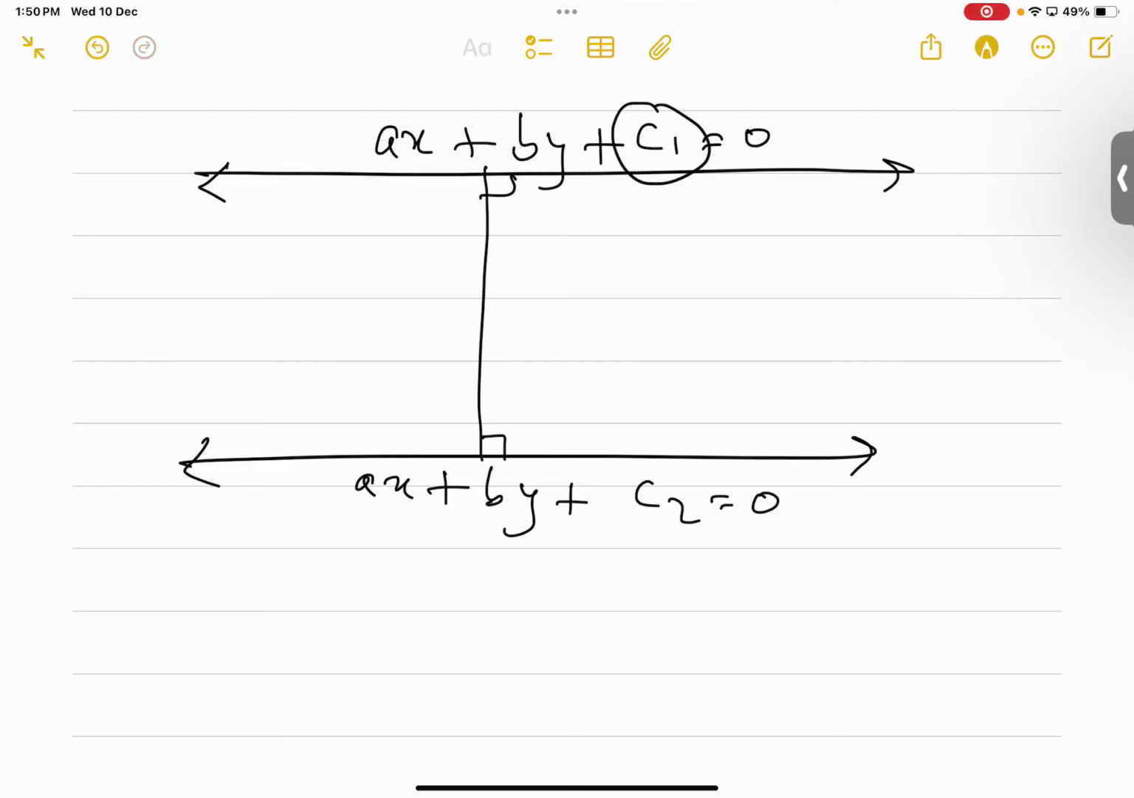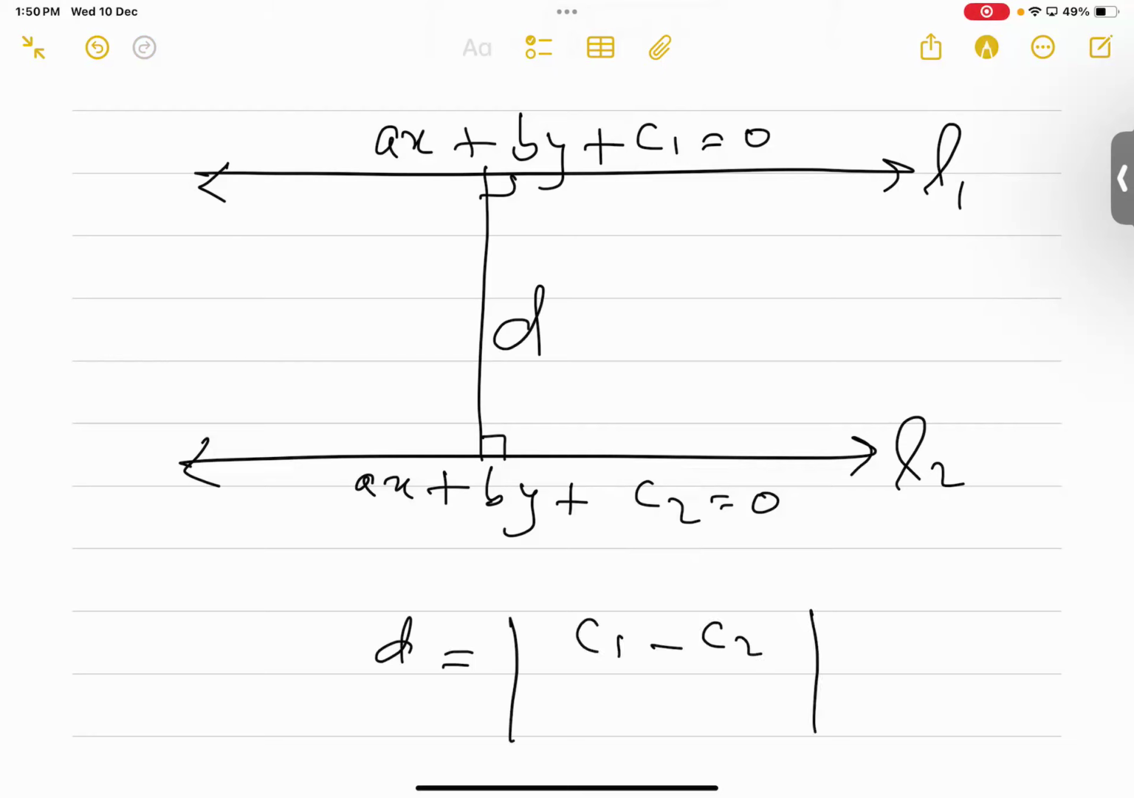C1 and c2 will have different values, because if they are the same, these will be coinciding lines, the same line. So only a and b have to be the same. So this is L1 parallel to L2. This distance is c1 minus c2 upon root of a square plus b square, in modulus. The distance is always expressed in modulus because it cannot be negative.